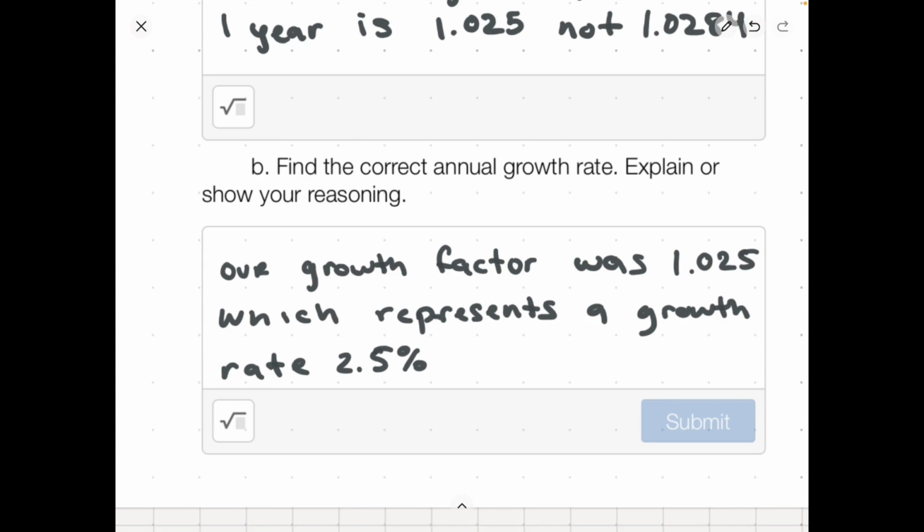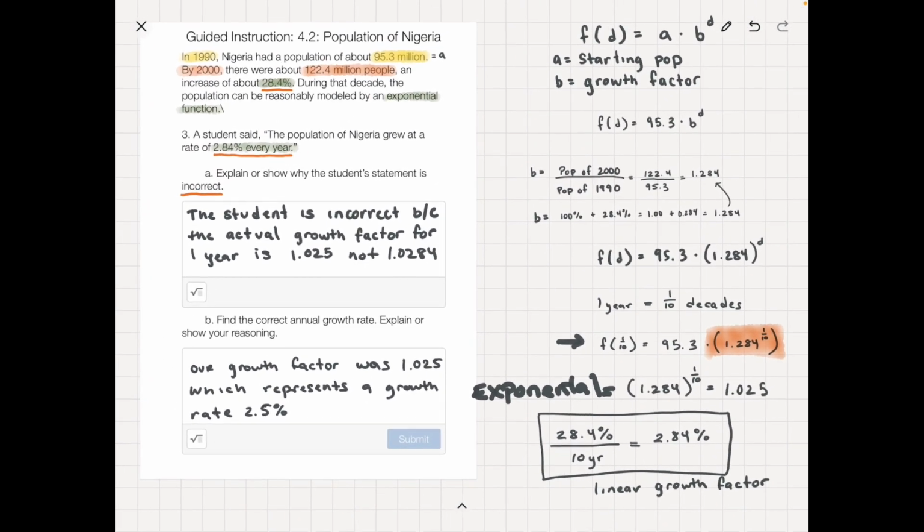Okay, so we were able to correctly calculate the annual growth rate for this problem as 2.5%, not what the student originally thought, which was 2.84%. They thought it was growing a little bit faster than what we found, because they confused the exponential model with a linear model. They tried to calculate it by dividing by 10, but we know that we should have raised it to the 1/10th power. That's the difference between our linear and exponential functions, and that also is the difference between the correct growth rate and the incorrect growth rate.